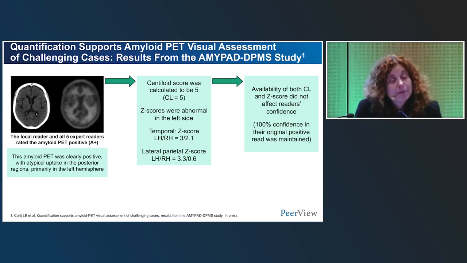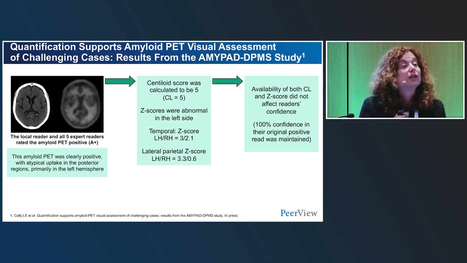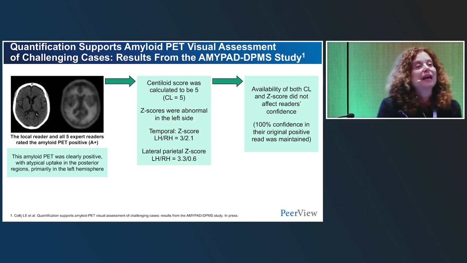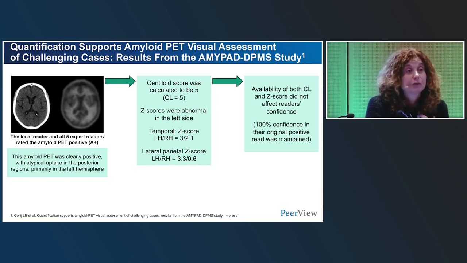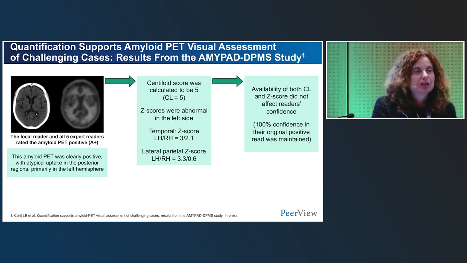But many software that are now including centiloids, cloud software or others, are also providing other metrics. And in this case, we were also aware of the results of Z-score with the surface projection. And as you can see, there was a confirmation of a positivity in the left hemisphere above 2 standard deviation with respect to a normal subject dataset.